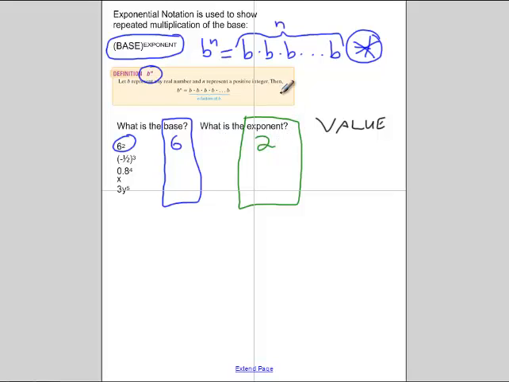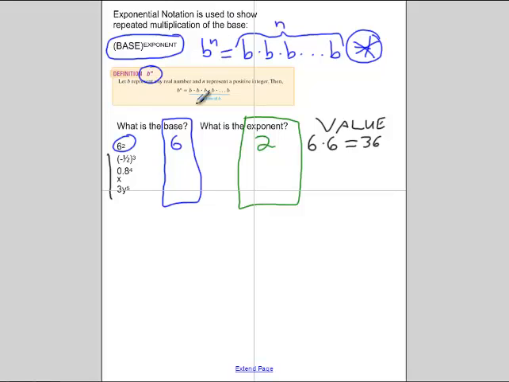So what would be the value of this? If we write it out longhand, it would be 6 times 6, because we're multiplying 6, our base, 2 times together. So it'd be 6 times 6. What is the value? 36. So I'm going to ask you to pause the video and take a look at the rest of these examples down here and get some ideas about what they would be. Pause the video, take a look at it in your own mind with your own calculator, and we'll talk in just a second.